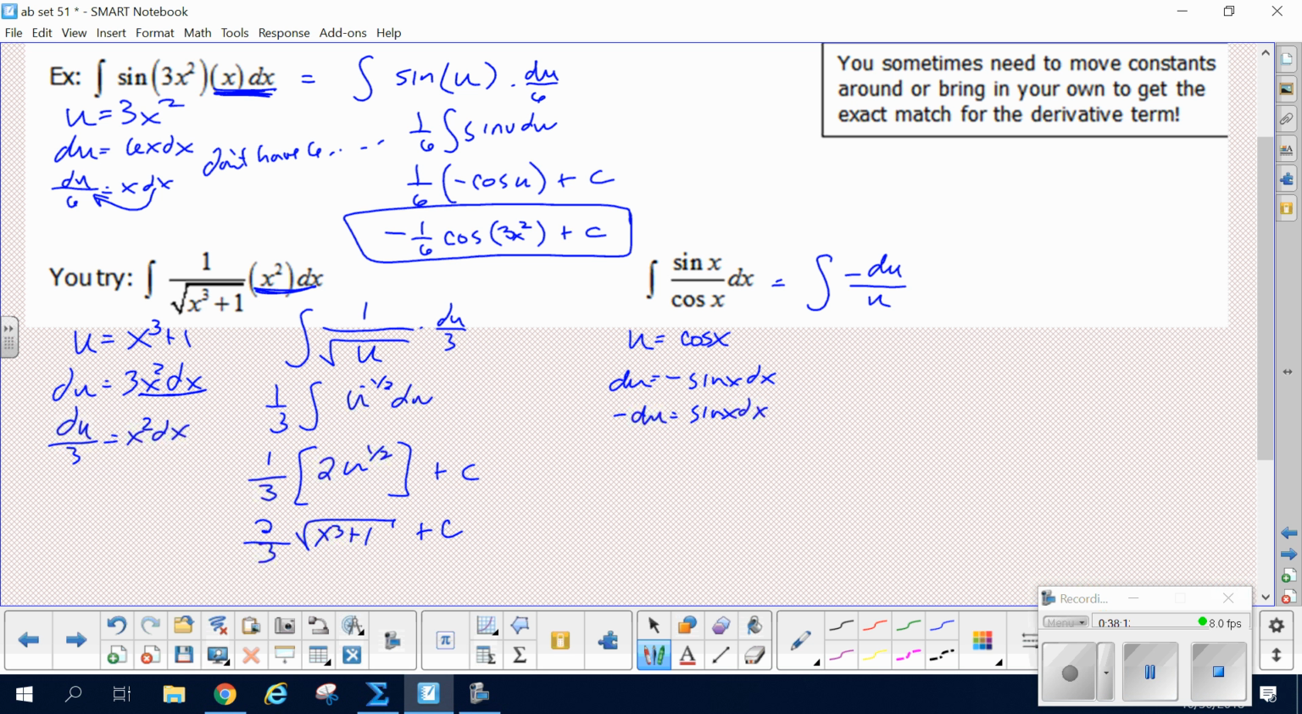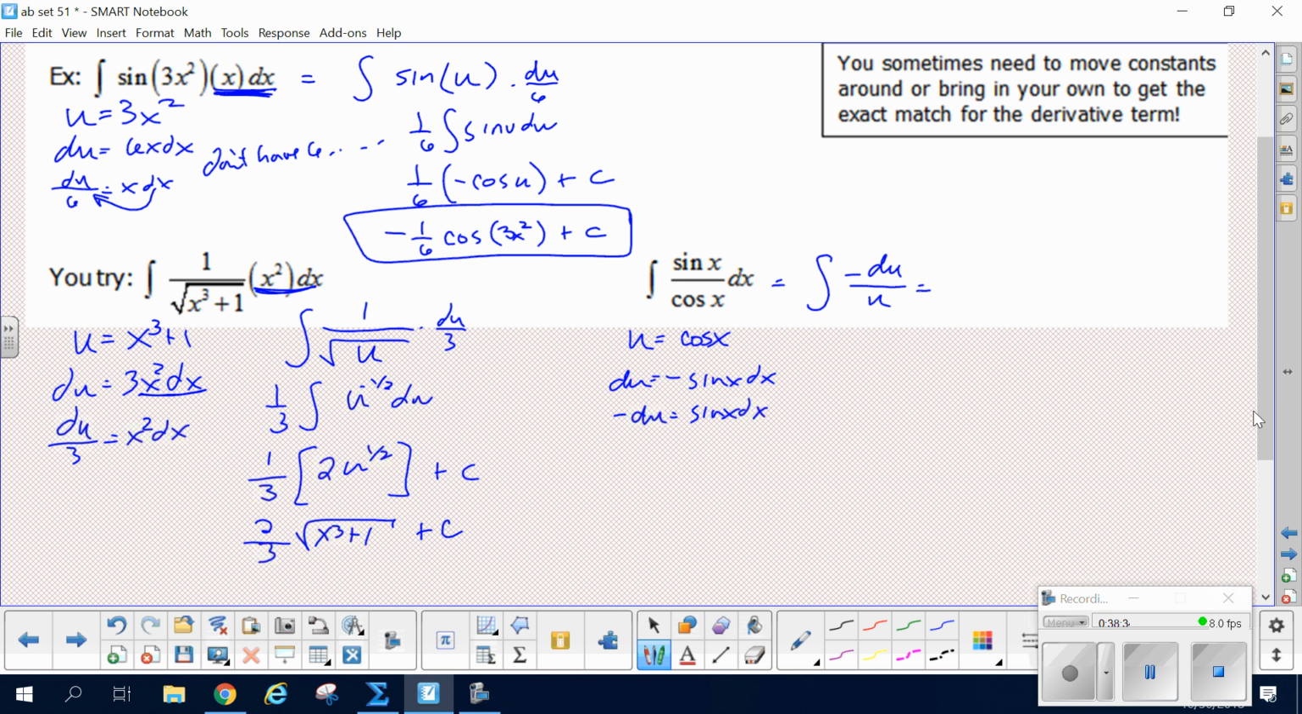How we doing? Do you agree that when you take the derivative of cosine, you get a negative that you really don't have in the original problem? So you have to pretend like it's kind of like the 3 over here. You have to move it over. You have a negative 1 here. You have to move it over. So you get negative du over u.